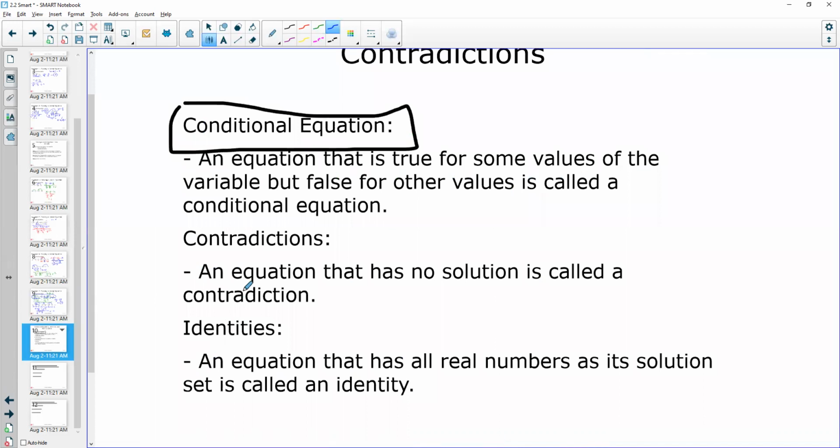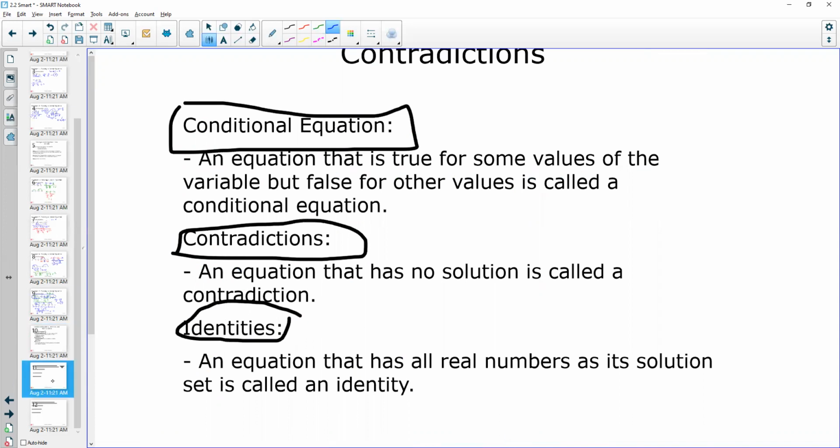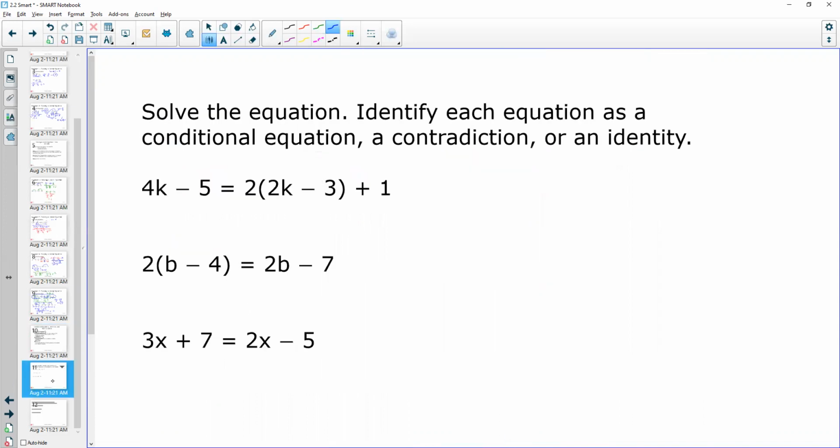A contradiction is one that is never true. No matter what you put in, there's no solution. And then the third kind is an identity. An identity is true no matter what you put in. It works every time for every number, okay? So let's see what that actually looks like so we can recognize it.